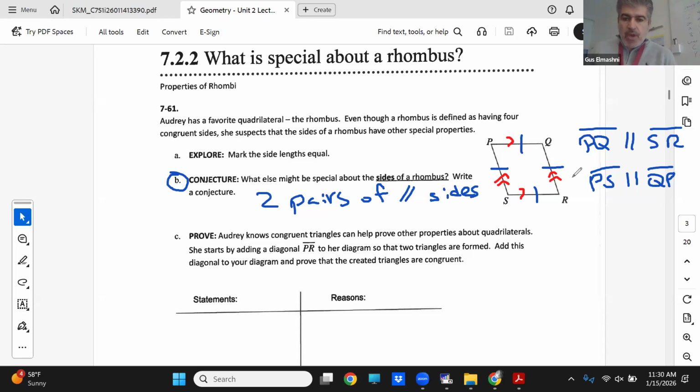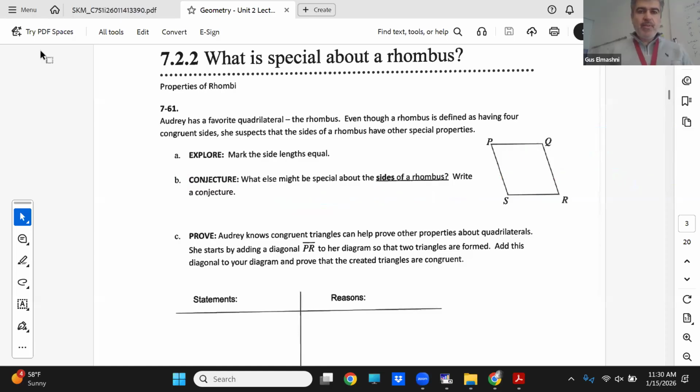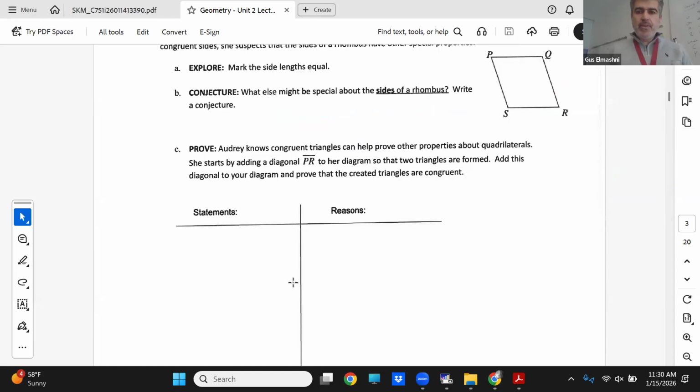So she knows congruent triangles can help prove the properties about quadrilaterals. She starts by drawing a diagonal to generate congruent triangles, and then we have to do some proof stuff, right? So that's what we're going to do. So let's go ahead and do that right now. Okay, I think I got this position just fine. So I'm going to draw this.